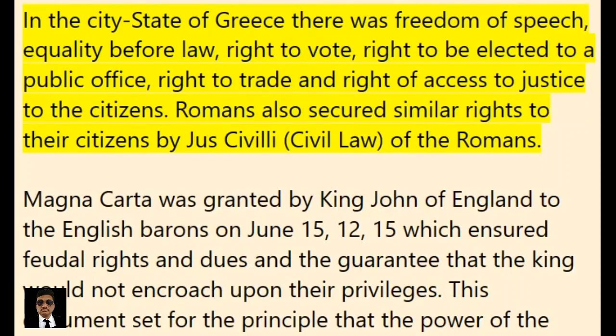In the city-state of Greece there was freedom of speech, equality before law, right to vote, right to be elected to a public office, right to trade and right of access to justice for the citizens. Romans also secured similar rights to their citizens by jus civile, the civil law of the Romans.